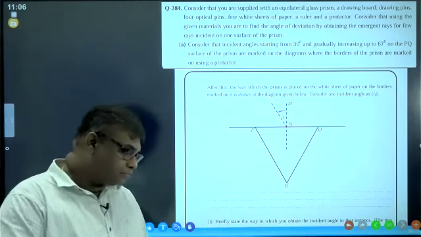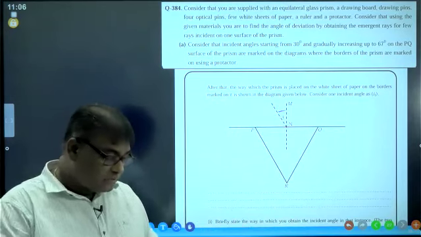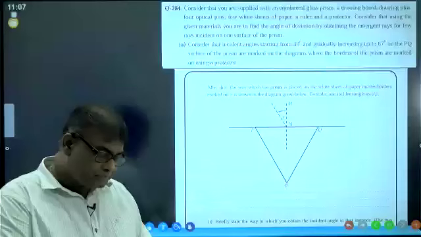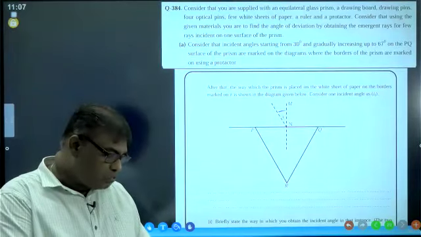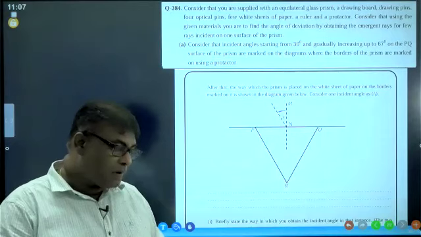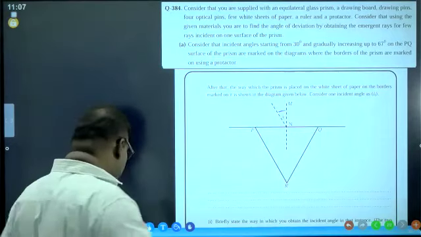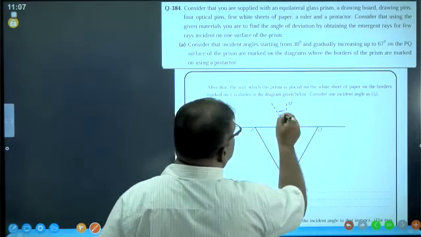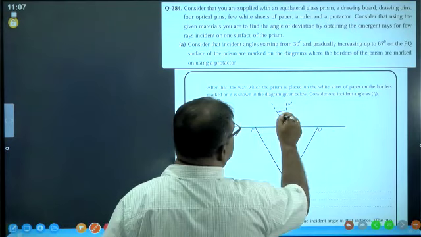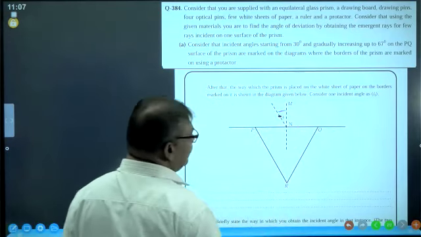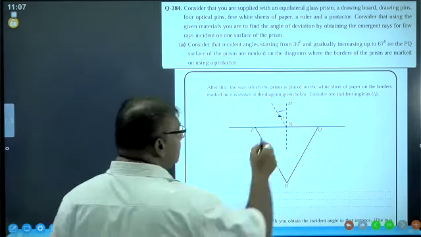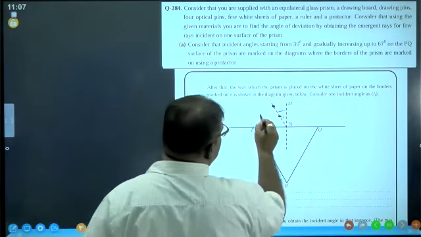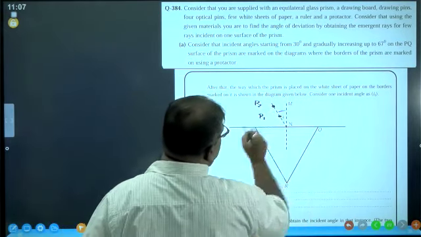Briefly state the way in which you obtain the incident angle in that instant. The two optical pins used for P1 and P2, right? We have to keep the first pin just away from the surface of PQ, and the other one right here. These two we can say P1 and P2, right?